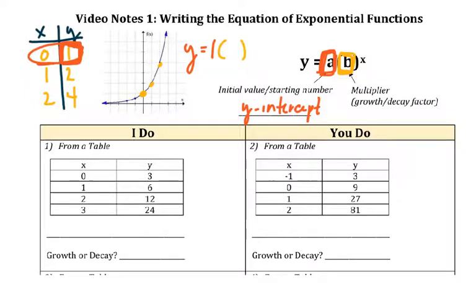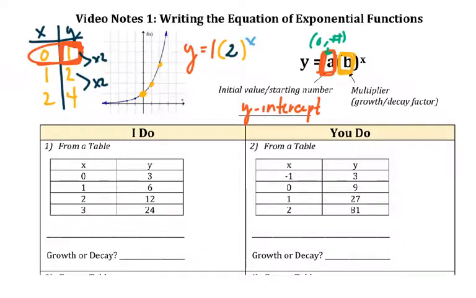From this table, I can see what it's multiplying by. From 1 to 2, that is times 2. From 2 to 4, that's times 2. So that is my multiplier. And then we just raise this thing to the x. So that's what we're going to do today. We are going to write the equation of an exponential function by knowing that the starting number is my y-intercept. The y-intercept is always written as 0, number. And then the b is the multiplier, so what it's being multiplied by.